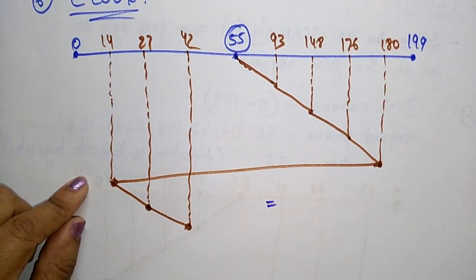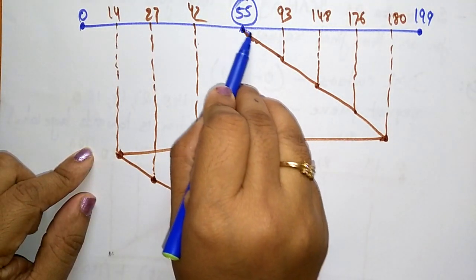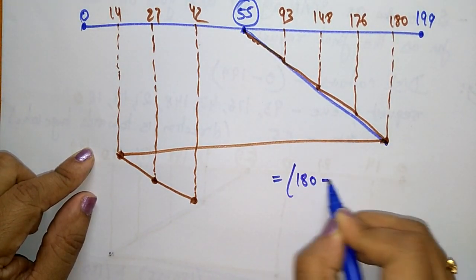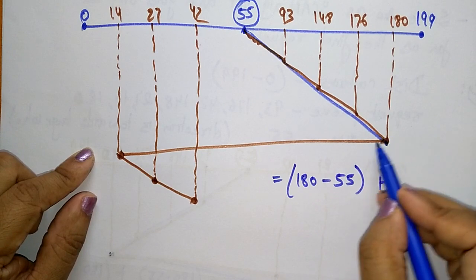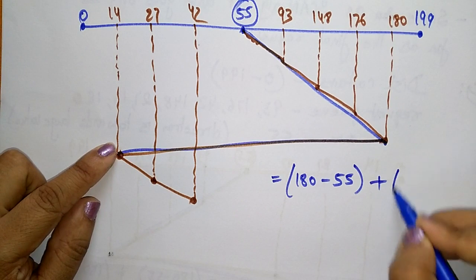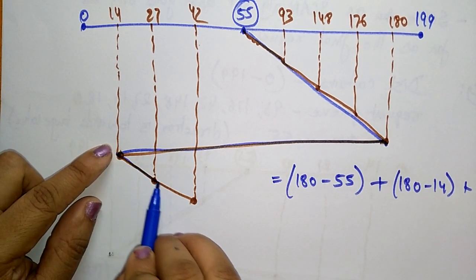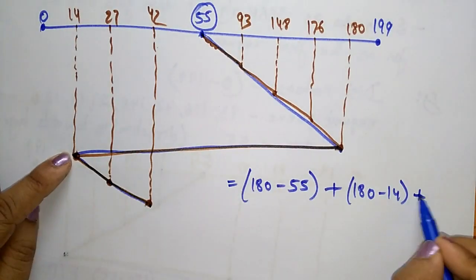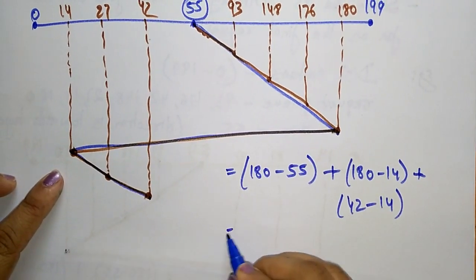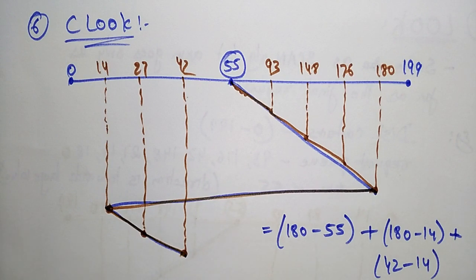Now what is the total number of track movements of the read write head using C-LOOK? 55 to 180 in one direction: 180 minus 55, plus 180 to 14 in another direction: 180 minus 14, plus 14 to 42 in one direction, the arm moves in this direction, that is 42 minus 14. So in total you get 390. So this is how C-LOOK is calculated.